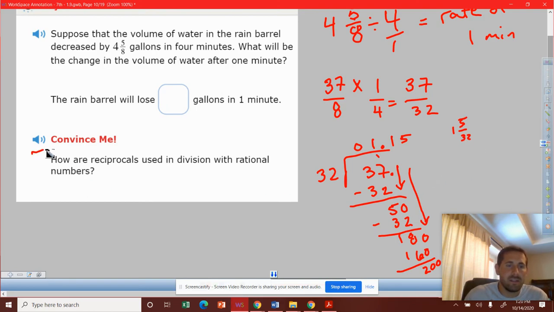Okay, now we're looking at the convince me question. So again, that's every minute. That's how much comes out. So how are reciprocals used in a division with rational numbers? Well, the reciprocal is part of that keep, change, flip, right? So we've got 4 over 1 and we've turned it to 1 over 4. That is the reciprocal piece of it.